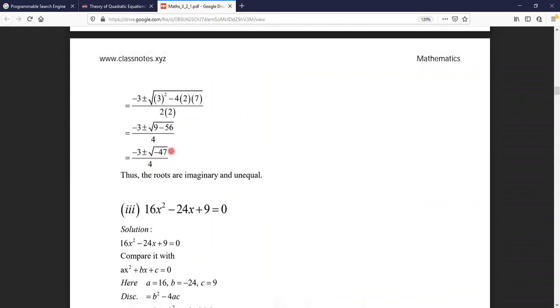This is the general thing, that when you get a negative sign under the radical sign, then it is imaginary. It converts into imaginary, and you'll mention it as iota. So it is part of the complex numbers. Thus the roots are imaginary and unequal. Unequal because one is with the positive sign and one with the negative sign. That's why we are saying that the roots are unequal.